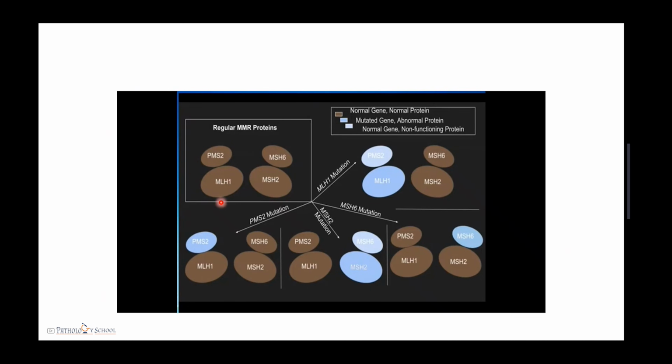Now here this diagrammatic representation shows us the MMR proteins. So the very important four MMR proteins are MSH2, MLH1, MSH6 and PMS2. These are the 4 to be remembered in this sequence only because this is the order in which they are being affected most to least.